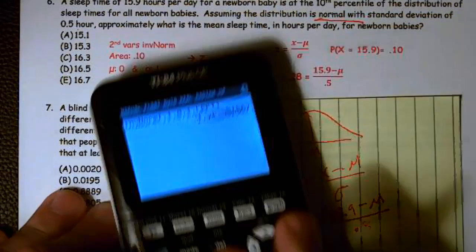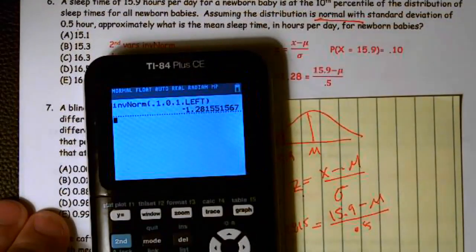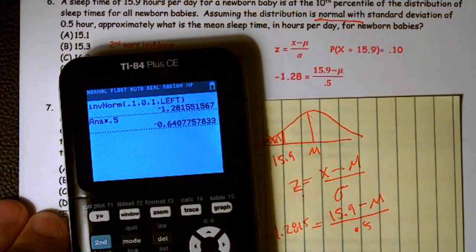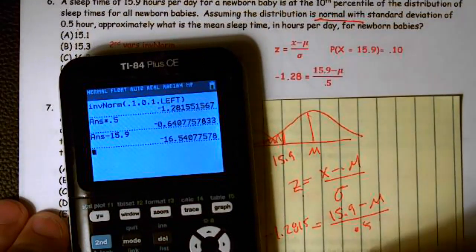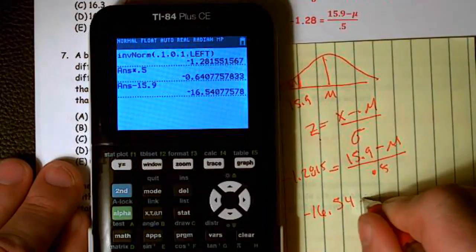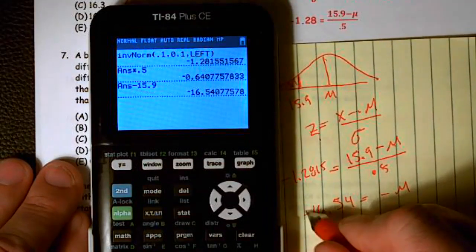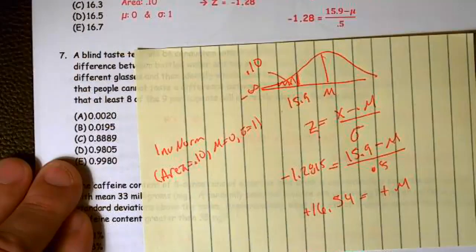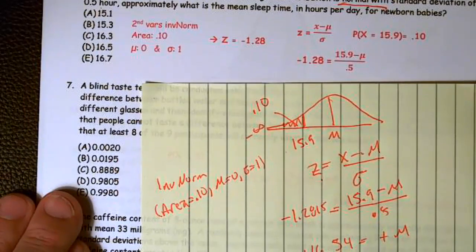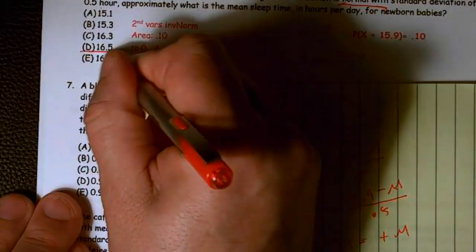From this point, I'm going to solve by algebra. So I'm going to multiply times 0.5. And then I'm going to subtract 15.9. And I end up getting negative 16.54 equals negative mu, multiplied by negative 1. They'll both become positive. And with this particular one, 16.5 is my closest answer. All right. So this one is D.